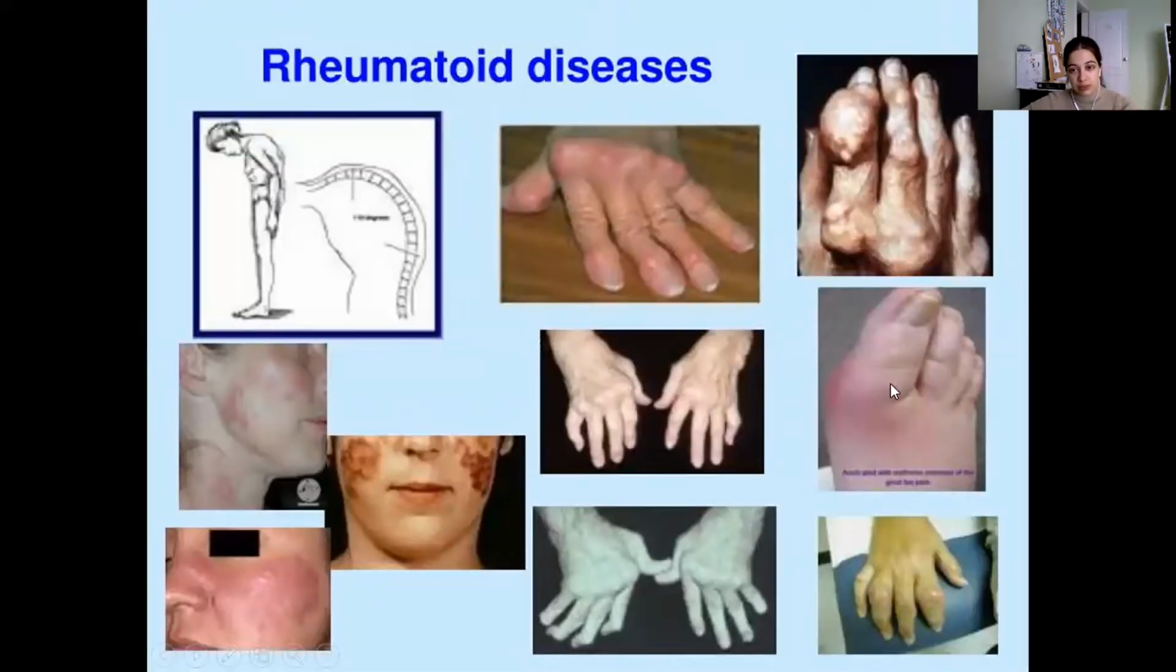Rheumatoid diseases, like here you can see, it's gout, which starts from the toes usually, and some other diseases like arthritis. This is arthritis, and there are a lot of such kind of diseases. They are usually autoimmune.